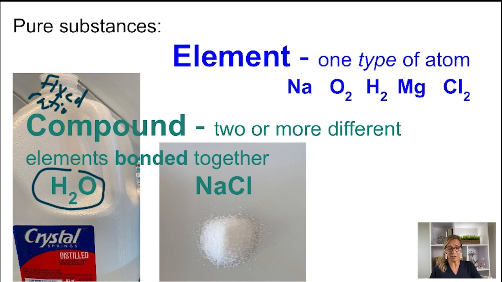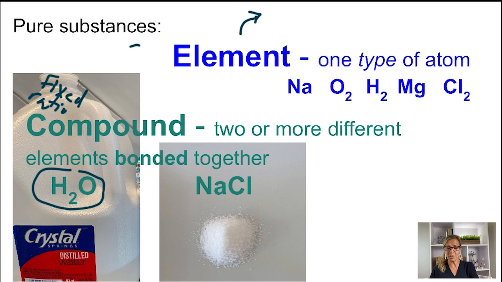All right, and then sodium chloride, you know that's table salt. Sodium and chlorine bonded together gives you sodium chloride. Those are examples of compounds. So two types of pure substances. Elements. Where do you find elements?